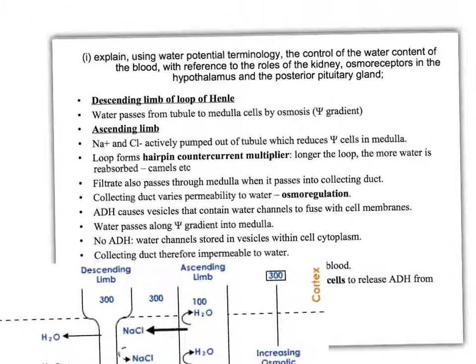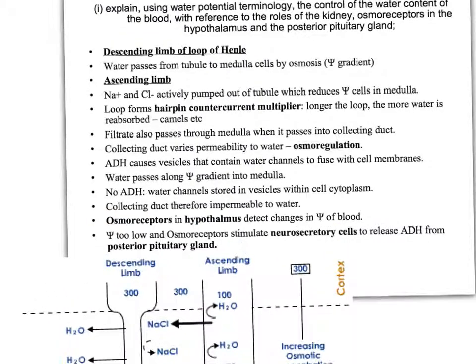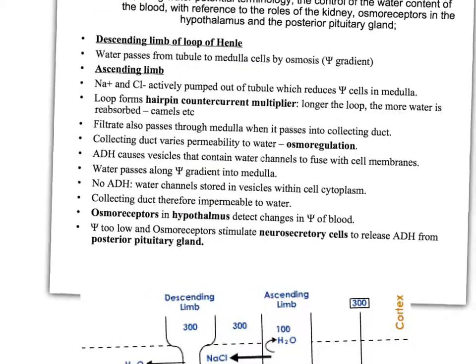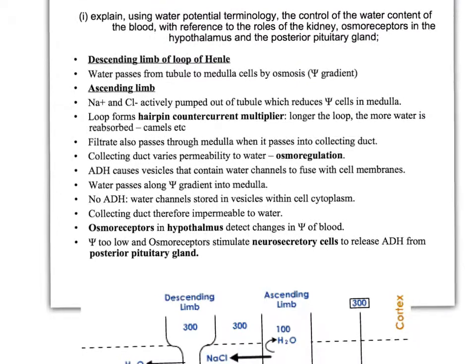So the next thing we have to look at is: explain, using water potential terminology, the control of water content of the blood with reference to the roles of the kidney, osmoreceptors in the hypothalamus, and the posterior pituitary gland.